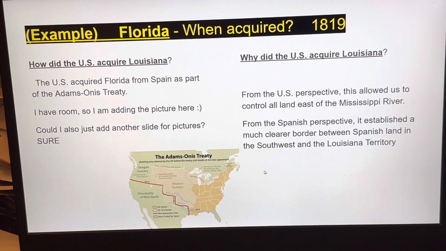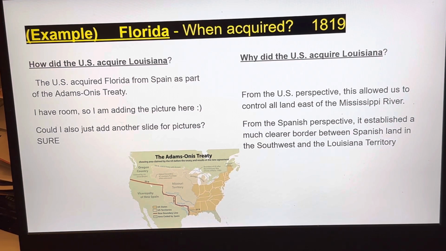What I also did is I gave you an example to help you out, and I chose Florida since we've already covered that. So I put the year it was acquired at the top. I then went through and for how did we acquire it? Simple. Adams-Onis Treaty. There's not much more to do there. Some of these might be very short. Some of them are going to be much, much longer.